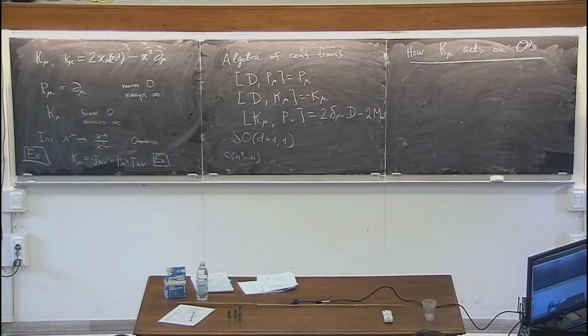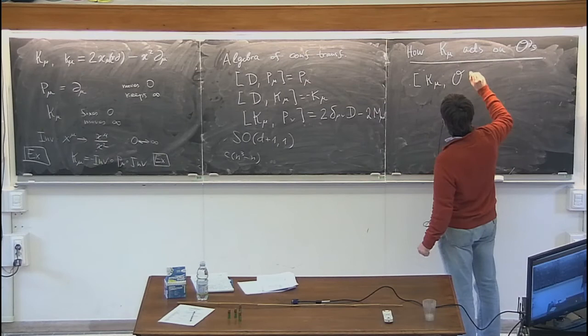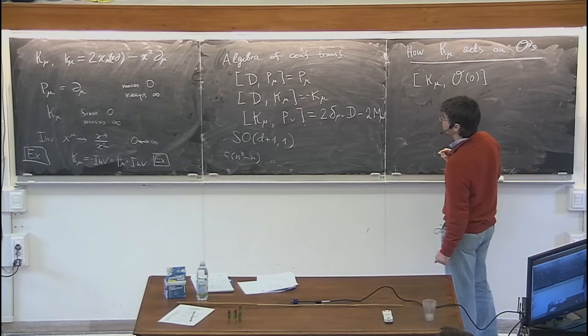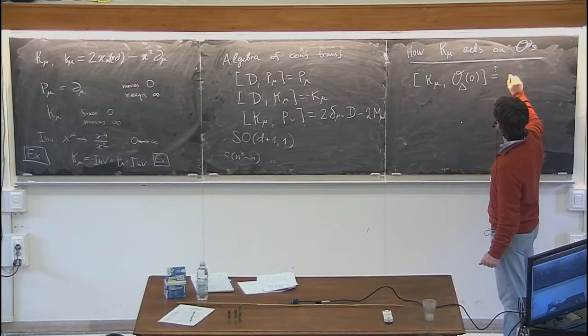It acts in a more difficult way. And in order to understand how it acts, the first observation is the following. Let's first ask the following question. Let's take K mu and apply it at a field, at a certain field, sitting at zero. And let's suppose that this field has a dimension delta. The question is, what is going to be the dimension of terms in the right-hand side?